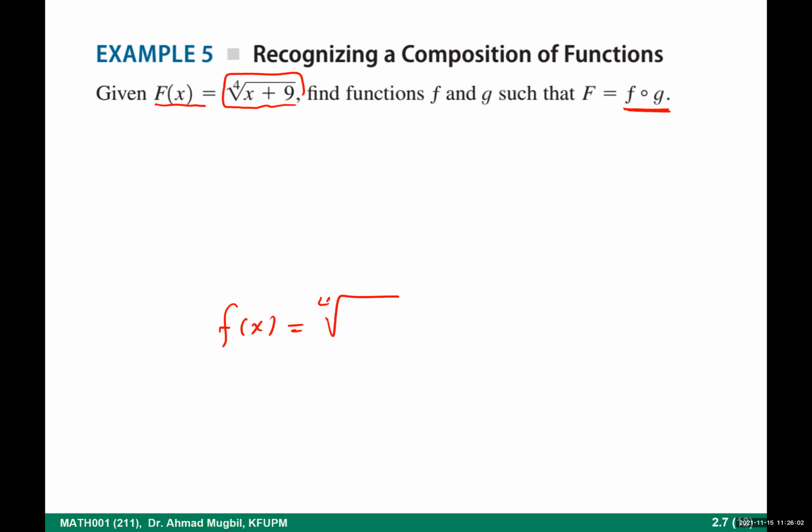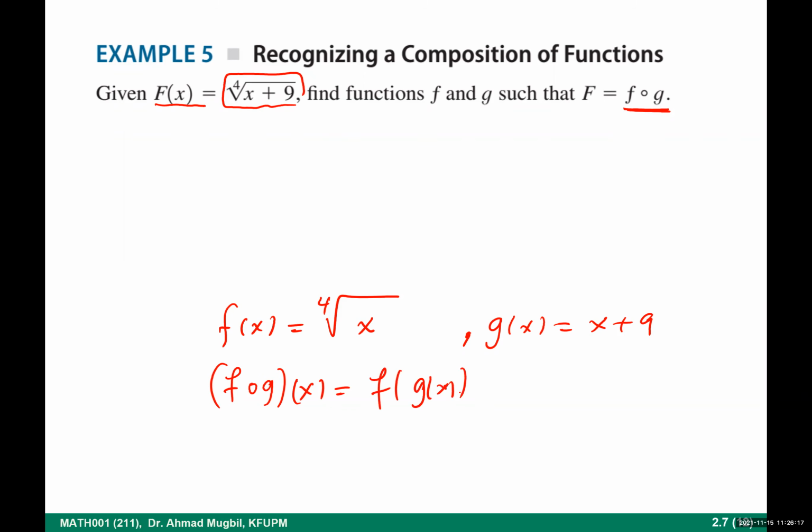The fourth root of X, and G is X plus 9. Let's check if you are right or not. What is F composed with G? It will be F of G of X, which will be F of X plus 9. Go to F, replace X by X plus 9. You're right. This is one way. Who can tell me another one?